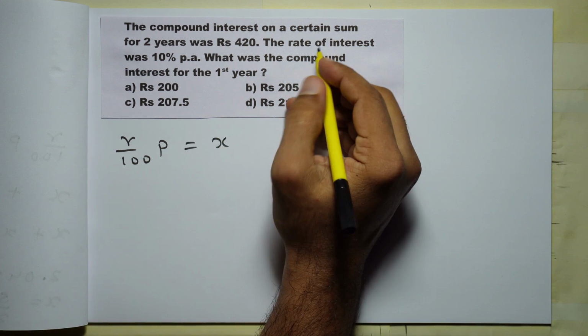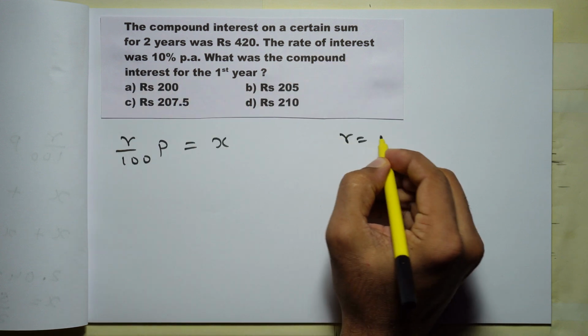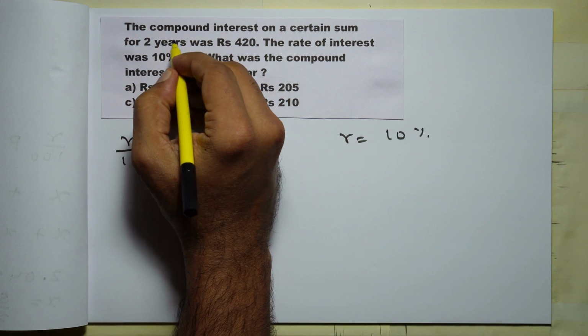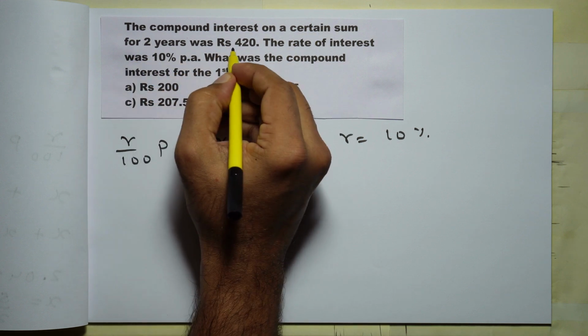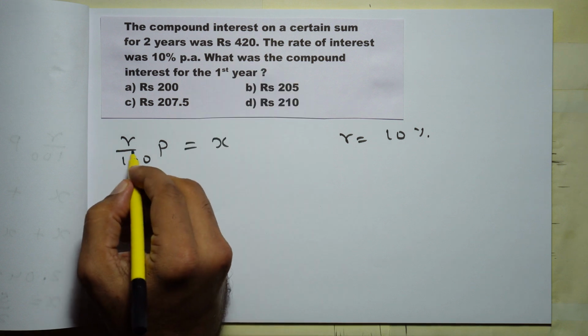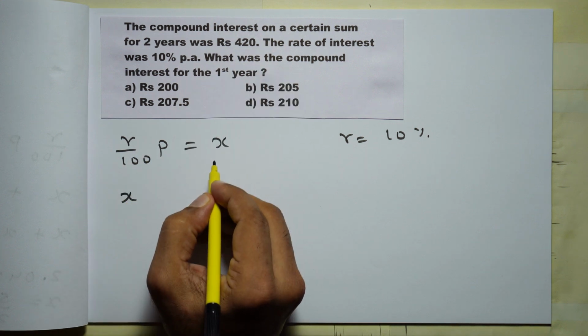The other information given to us is that the rate of interest was 10% per year, so r is equal to 10% per year. The initial data is that the compound interest on a certain sum for 2 years was rupees 420, so we'll form the equation for that. First year's compound interest is r% of principal, and we have represented it as x.